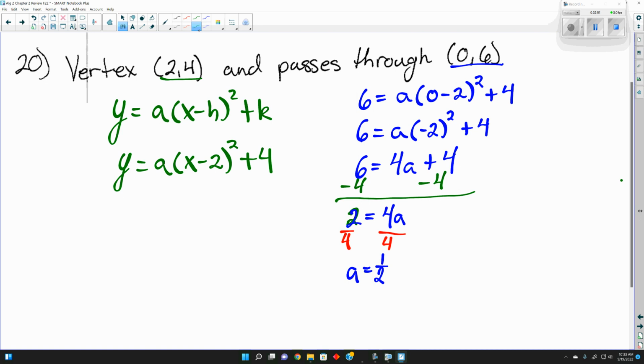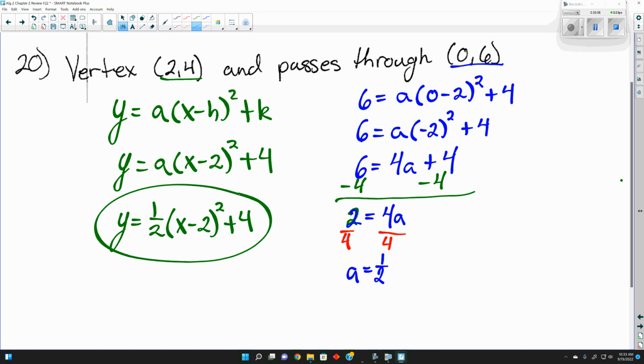If you leave it at this point here, you're going to lose a point. Because again, we need to rewrite the equation. We need to write the equation with a in it. So y is equal to 1/2 times x minus 2 squared plus 4. This here is your final answer. Once you find a, plug it back in. And that's it. That's all we have to do for this here. We good with this here? Yes? Any other questions on this here?